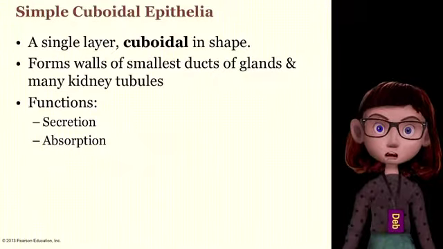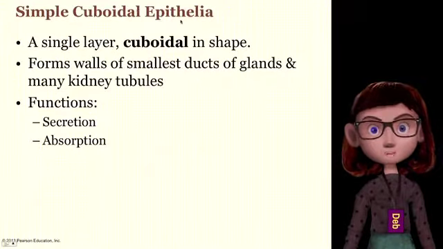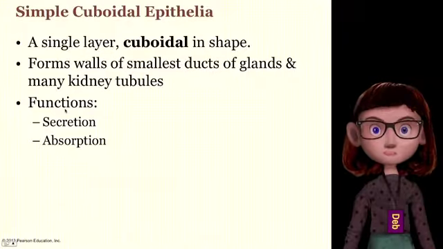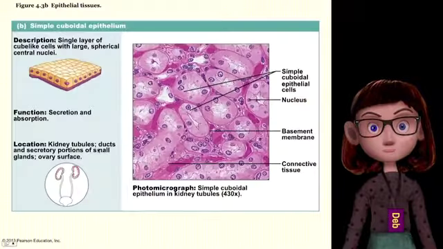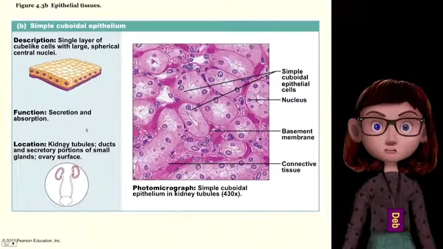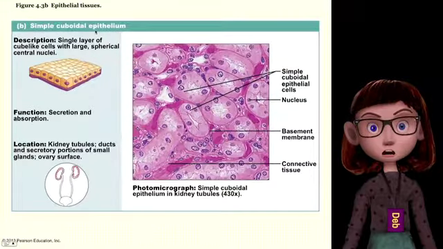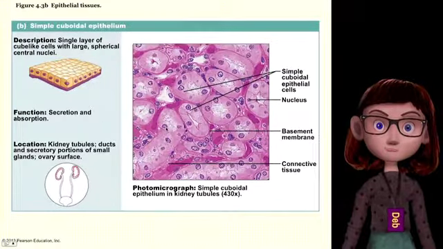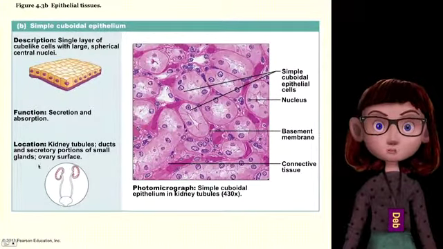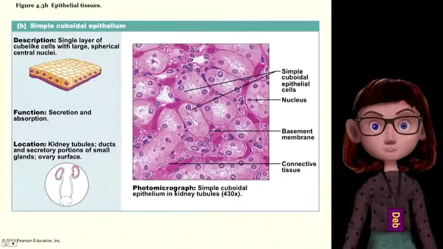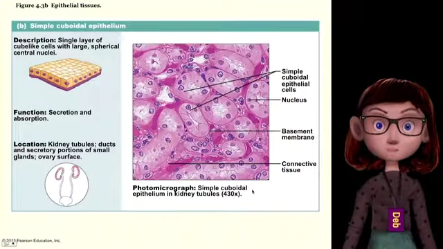Simple cuboidal epithelia, okay? It's a single layer. The cells are cuboidal in shape. Where do we find these types of epithelia? You've got simple cuboidal epithelia that forms the walls of the smallest ducts of glands and many kidney tubules. The functions are secretion and absorption. And here is the figure that illustrates the simple cuboidal epithelium. And they're showing you right here in the kidney tubules, the ducts and secretory portions of small glands and at the ovary surface.